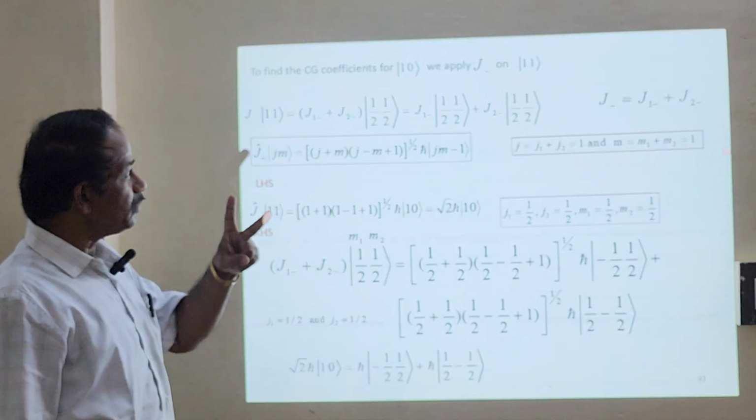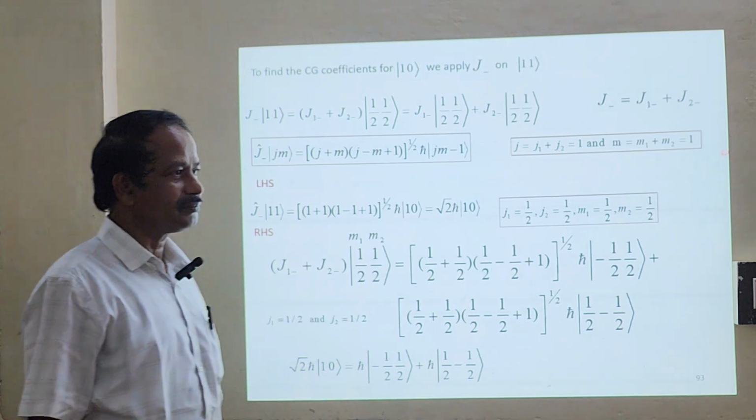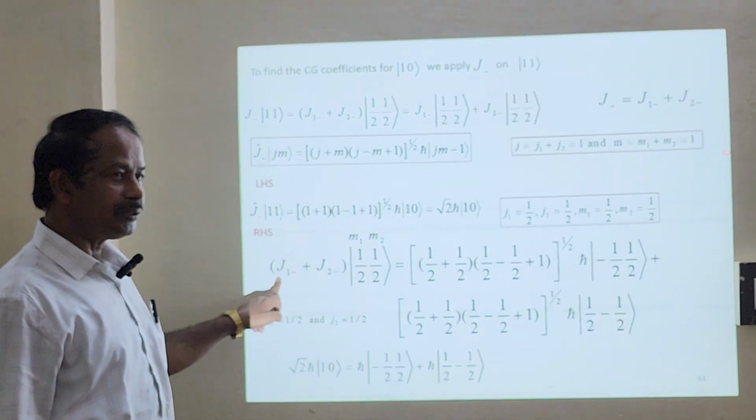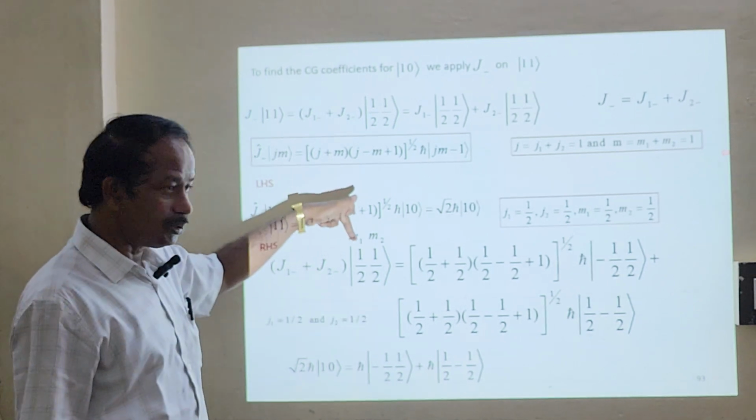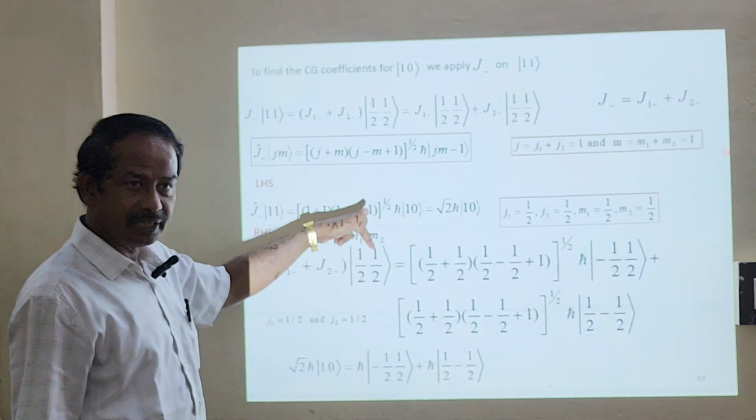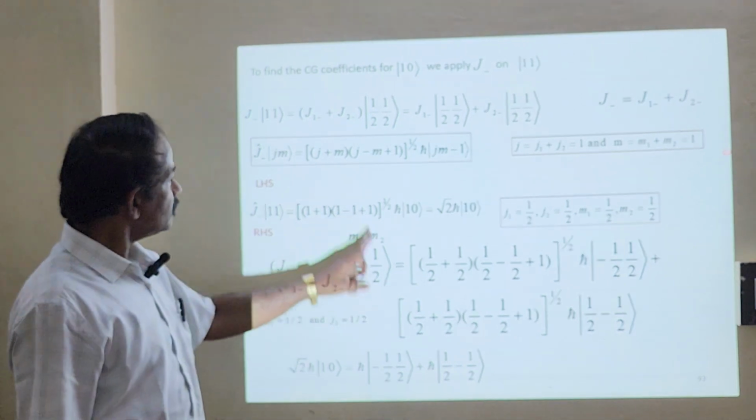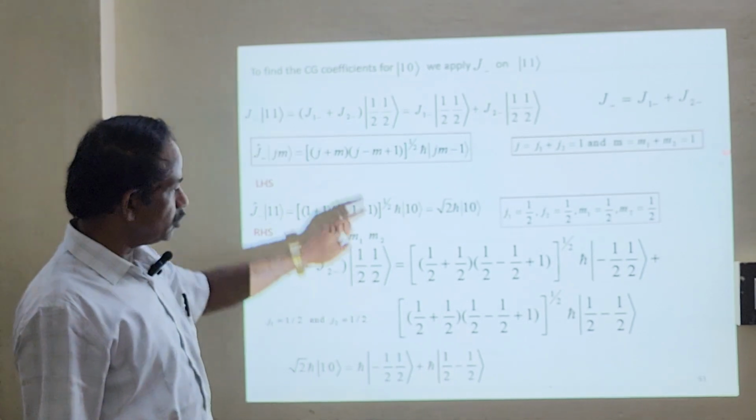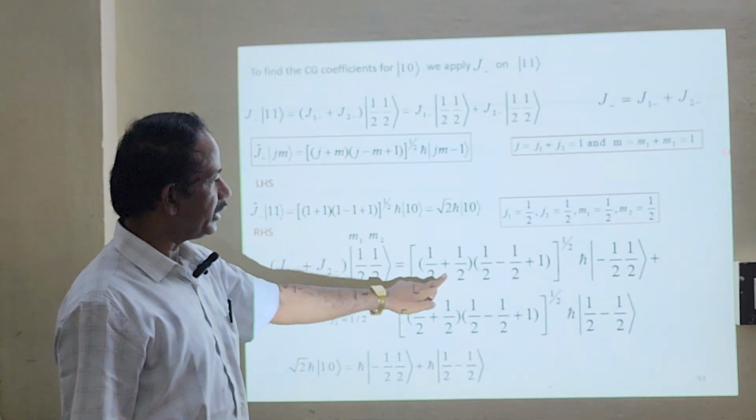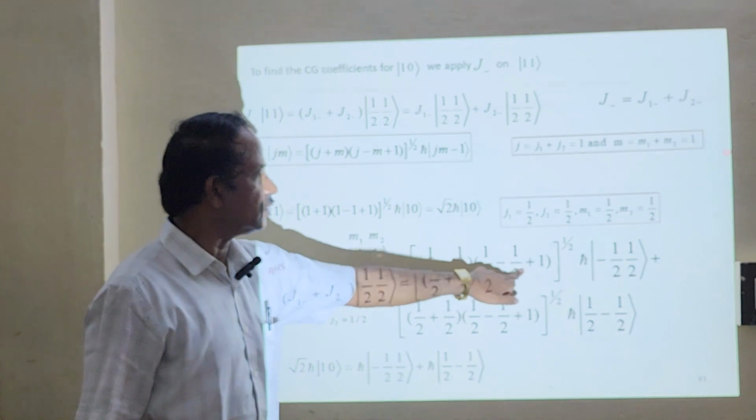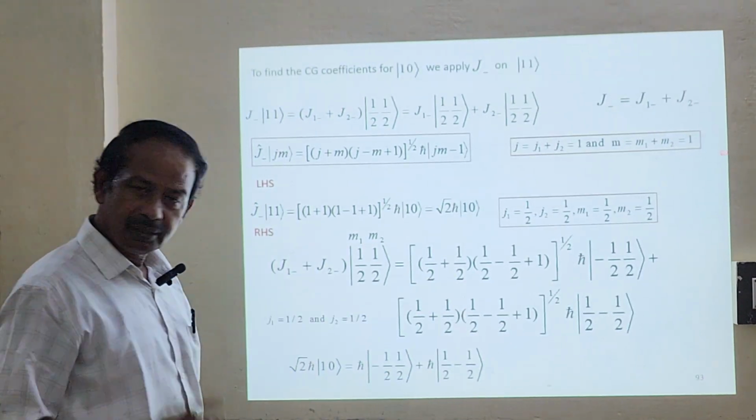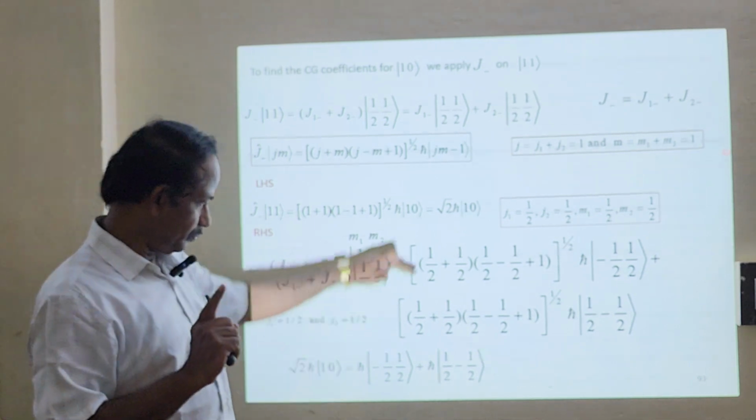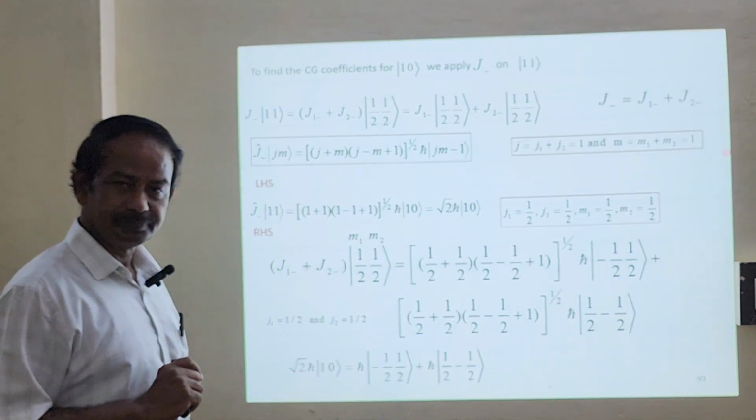On the right hand side, we will have two terms, this term and this term. So we have J1 minus plus J2 minus acting on |1/2, 1/2>. So this will be your m1 and this will be your m2. Substitute in this expression. You have 1/2 plus 1/2, and 1/2 minus 1/2 gets cancelled. You have 1 multiplied by 1/2 plus 1/2, that is 1. So the answer will be 1 here.